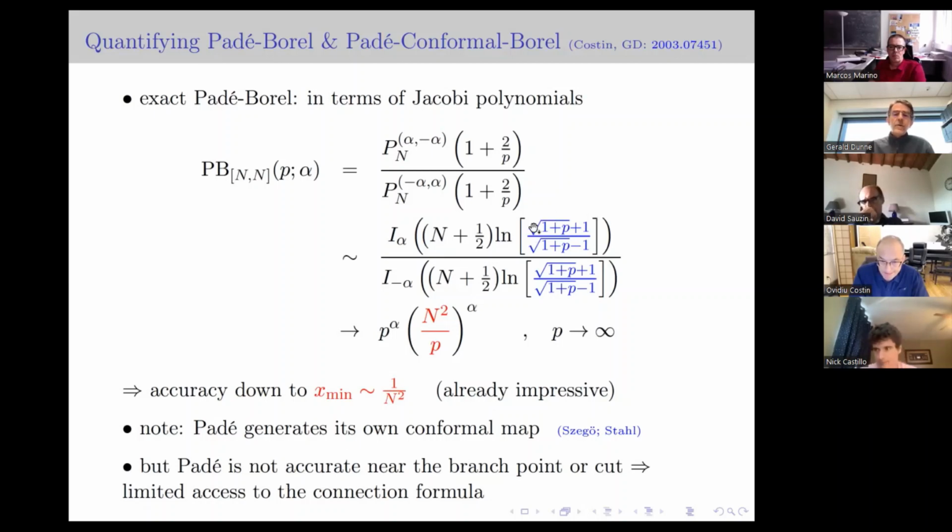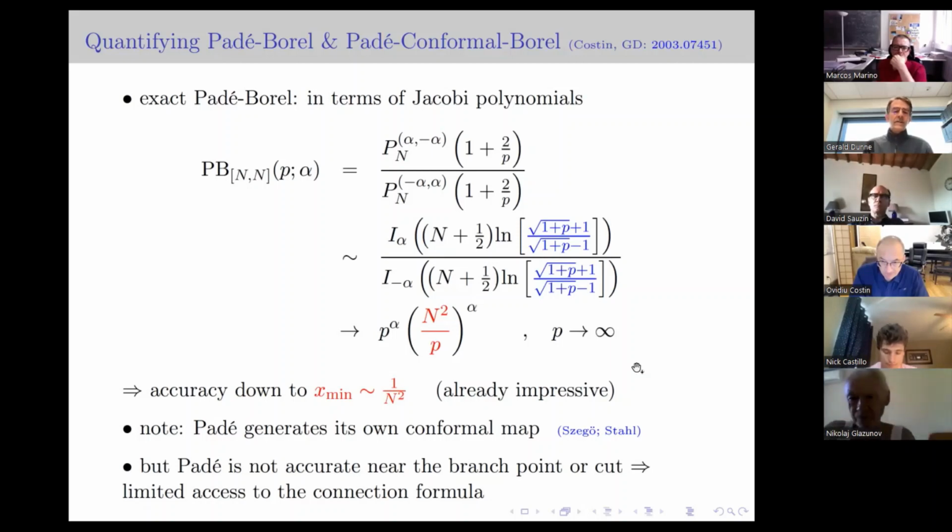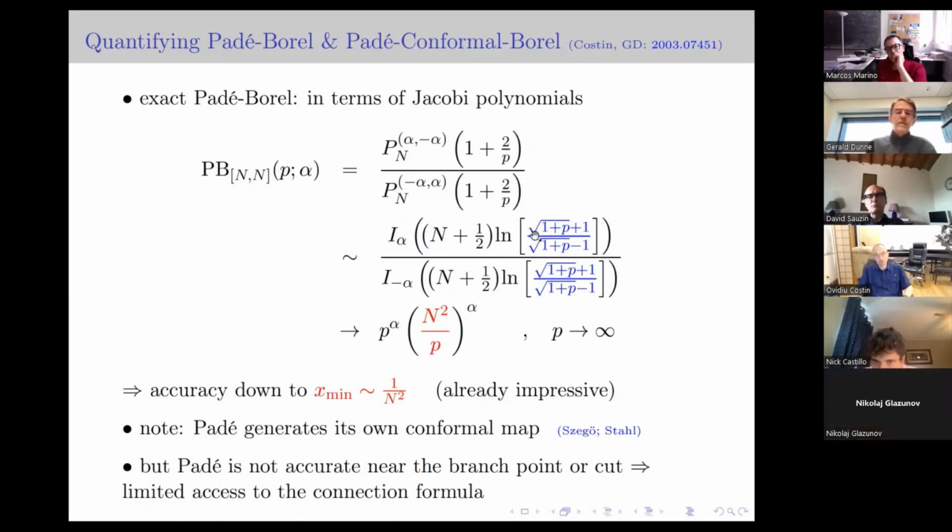I also want to point out this combination here reflects the fact that what Padé does is it actually generates its own conformal map in the limit as n goes to infinity. And we see here the conformal mapping variable that I'll talk about on the next slide.